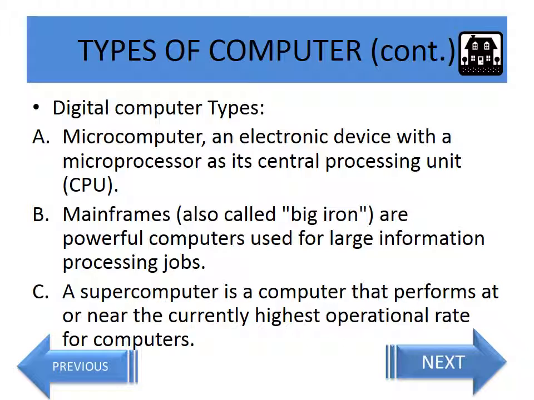Then we see the mainframe, which is also called the big iron, as we all know. Mainframes are powerful computers used for large information processing jobs. In a large industry where you need a bigger computer that can process data faster, a mainframe computer is the kind of computer that is used.